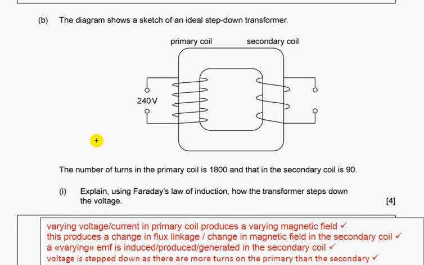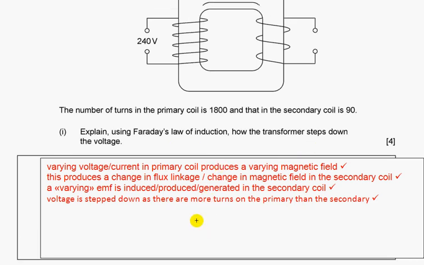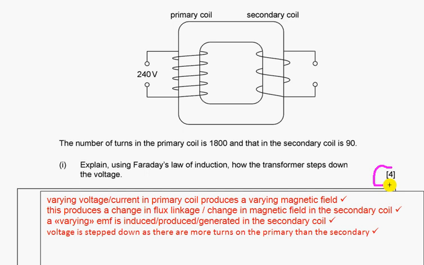So here we have a transformer. We have primary EMF 240, number of turns in the primary so much, in the secondary so much. Explain using Faraday's law how the transformer steps down the voltage. Here there are a lot of points, so we should describe the action of the transformer and explain why the voltage is decreased. So a varying voltage in the primary coil produces a varying magnetic field.